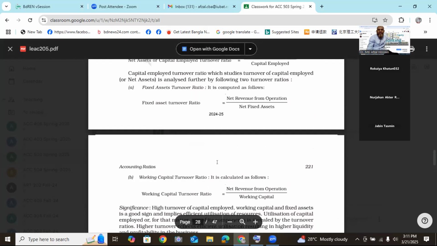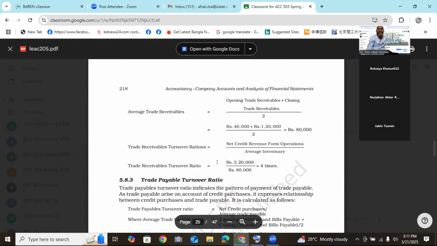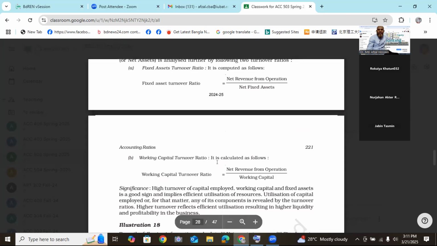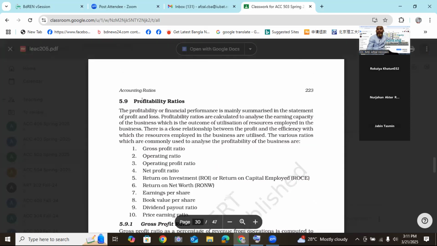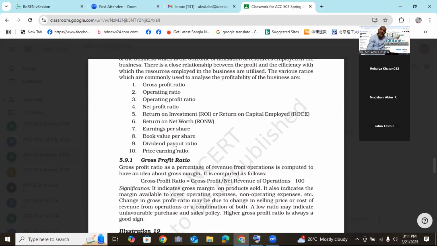So I think it is up to here today. We just solved up to the activity ratios. In the next class we will solve profitability ratios. I think this is the last part. Under profitability ratios there are 10 ratios, and they are very important, especially the price earning ratio, the PE ratio, and EPS, earning per share, a very important ratio for deciding whether to purchase a share or not.